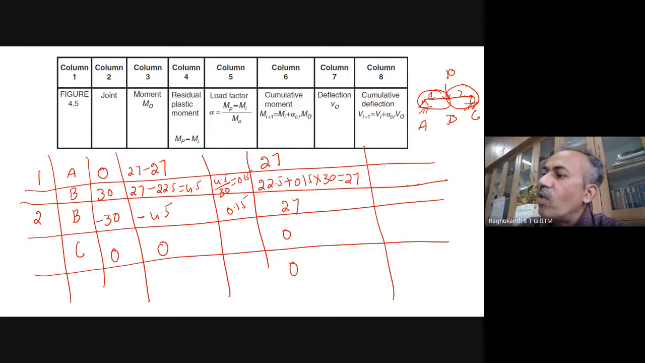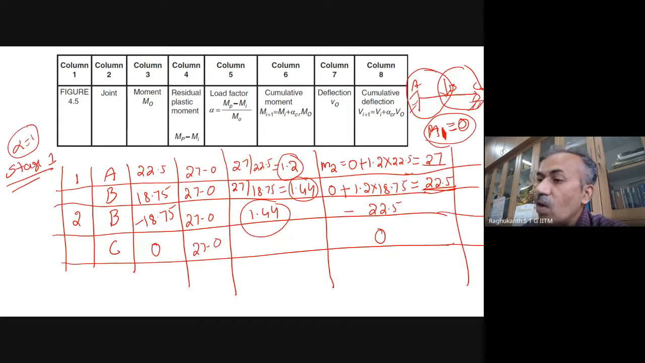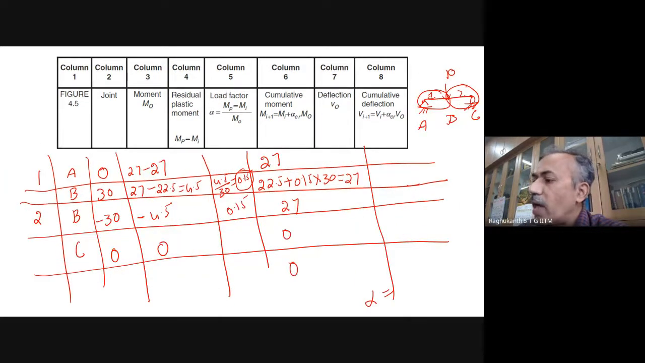Okay. And of course, if you want, you can find out the deflections and other things also. So now here you can see that B also has plastified actually. Okay. So here the critical load factor is 0.15. Now in the previous stage 1 of analysis, the critical load factor was 1.2. So you add these two. So 1.2 plus 0.15 turns out to be 1.35.